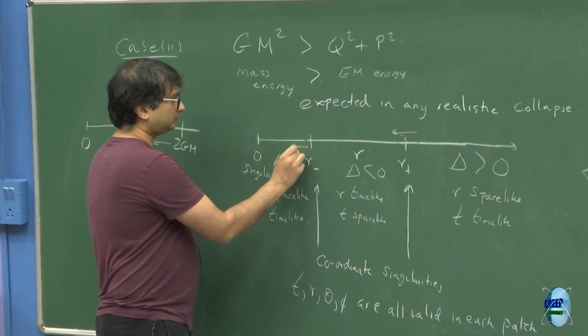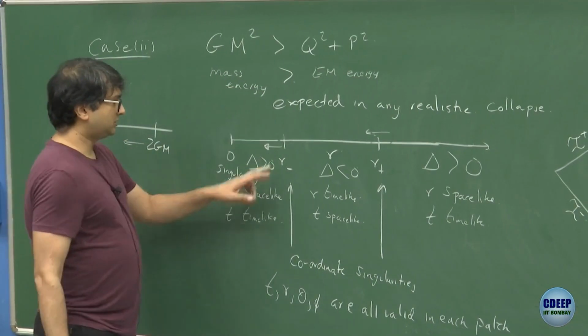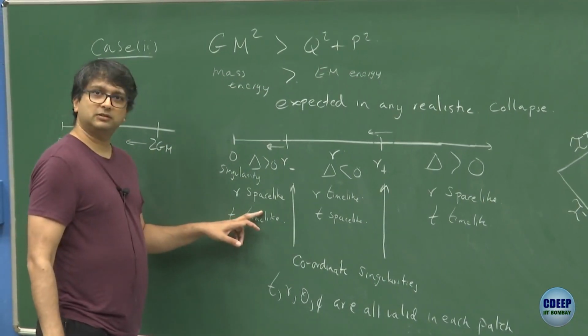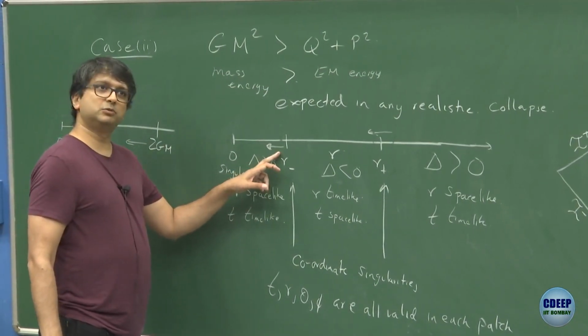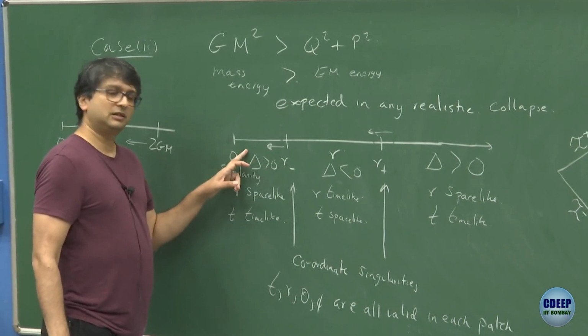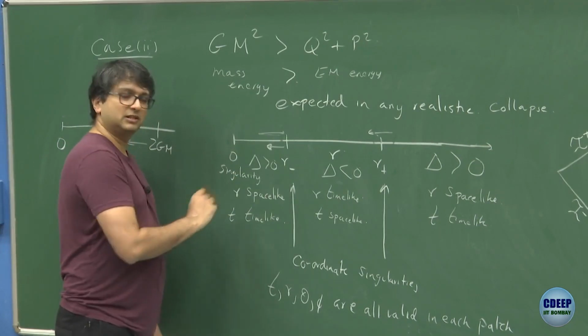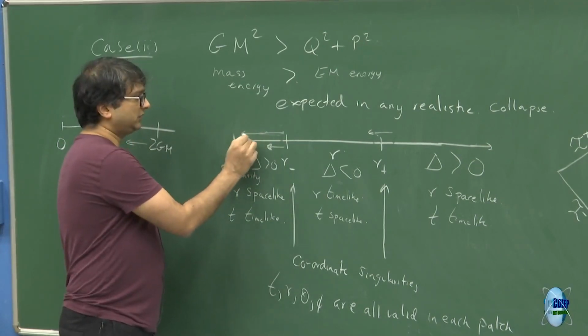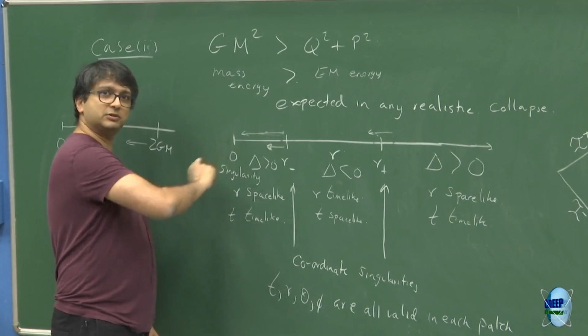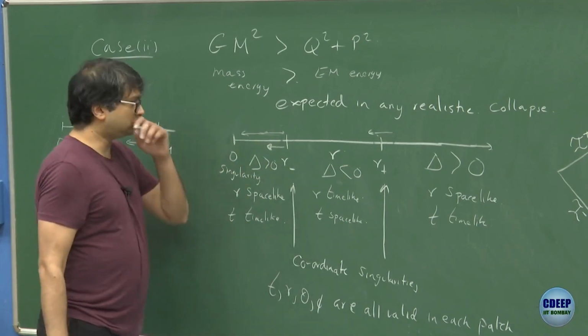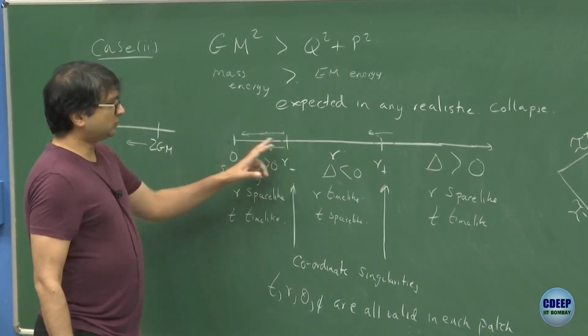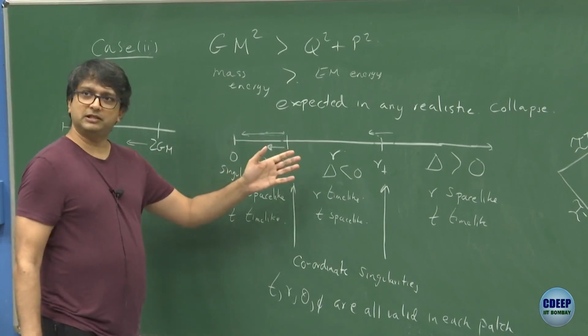Now, there is a question of what happens when you cross here. You have two choices. Now R is a space-like coordinate, so it's not necessary that you have to move towards decreasing values of R. You can make a choice: do I want to accelerate and move this way, or do I want to move in the opposite direction, towards R is 0? Now R is a spatial coordinate. If I choose to move towards R equal to 0, I will encounter the singularity.